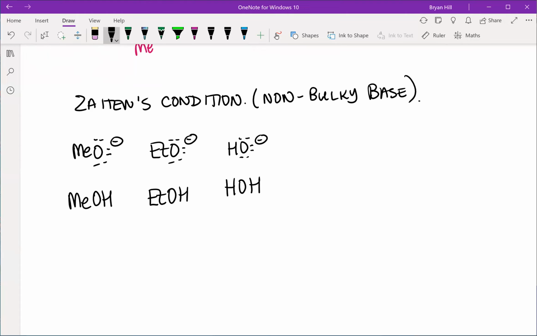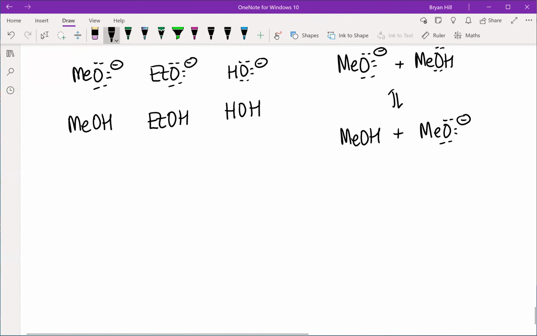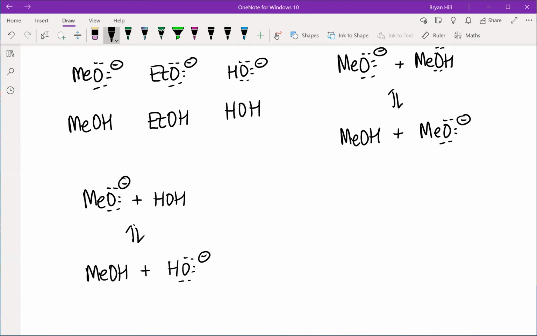And there's a couple good reasons for this. One is that, remember, there's a very loose equilibrium. So let's say you have methoxide in methanol. Well, this is going to be in equilibrium with methanol plus methoxide. If you had methoxide in water, for example, well, now you're going to be in equilibrium with methanol and hydroxide. And this is just going to complicate your reaction.